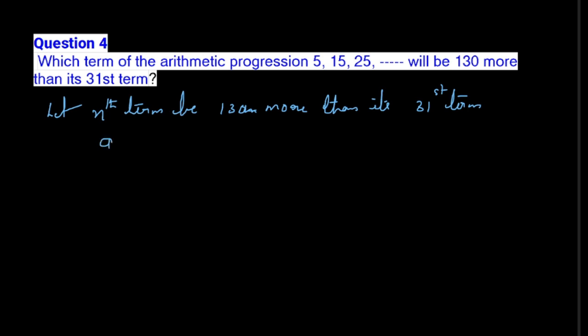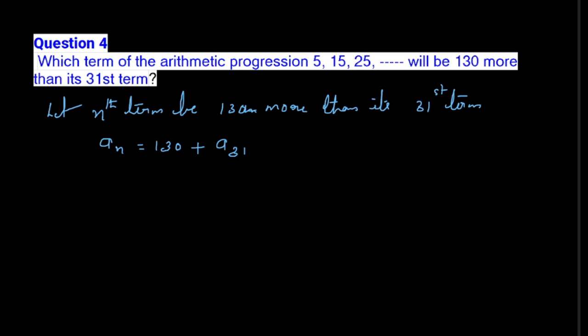So the nth term is an, right? So an must be 130 more than the 31st term, so we have to add: 130 plus A31. So an is equal to 130 plus A31. This is the condition we are given in the question. We are assuming that the nth term is 130 more than its 31st term.